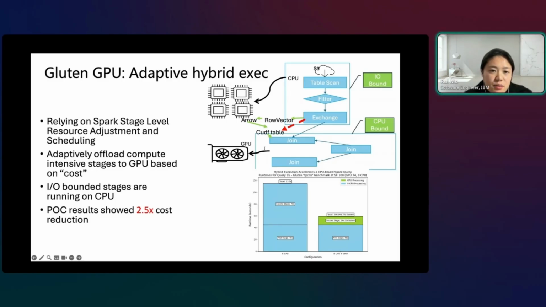The chart on the right shows a CPU-bound Spark query where offloading the second stage to the GPU significantly reduced the total runtime. And considering the higher cost of GPU, in our evaluation, this hybrid execution finally achieved a 2.5x cost reduction.